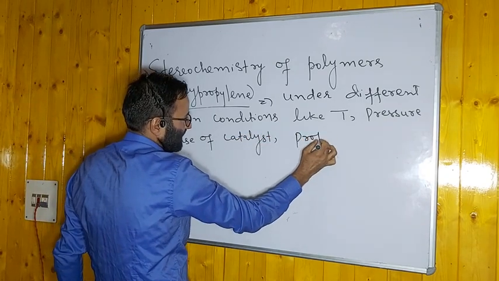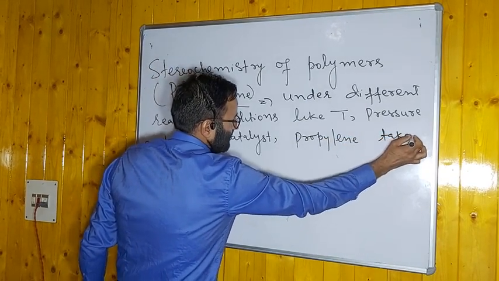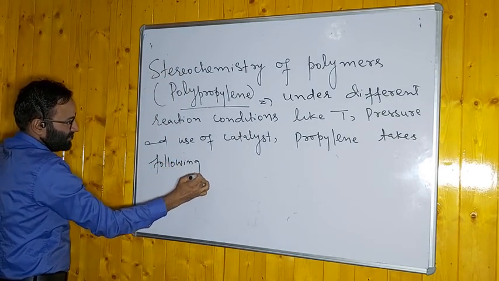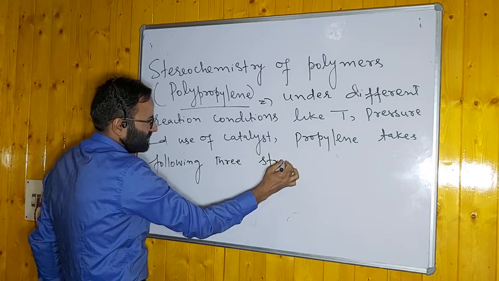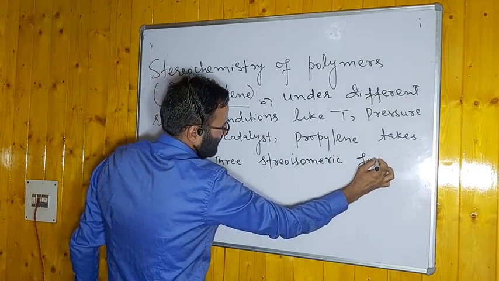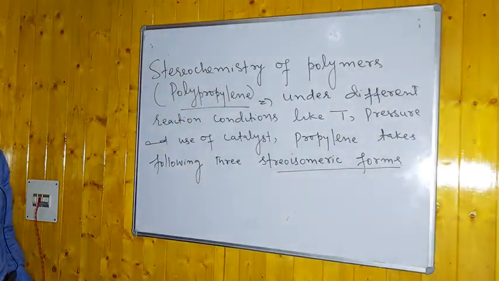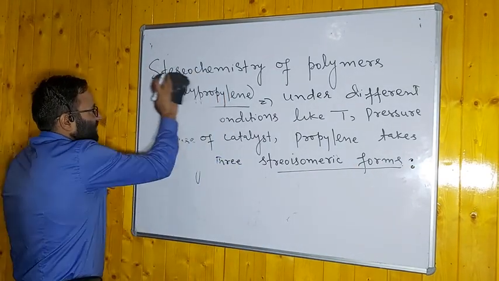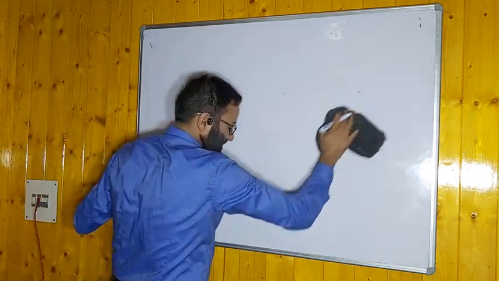Propylene takes the following three stereoisomeric forms. We'll discuss these three forms. But first I will consider propylene and polypropylene, what sort of polymer it is, and then you can understand this topic.